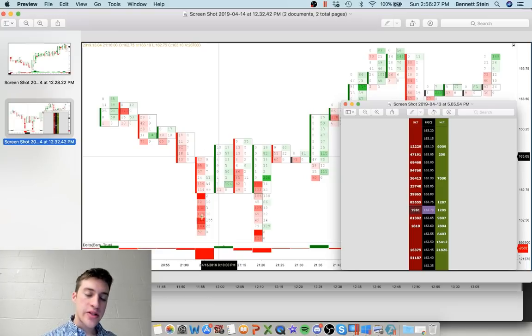I want you to look at this candle here. This DOM screenshot was taken when price was here. So what do you see going on here? Look at the delta here, and also look at this.